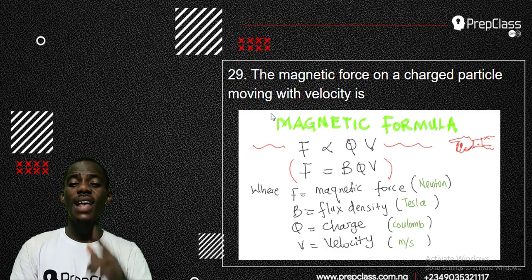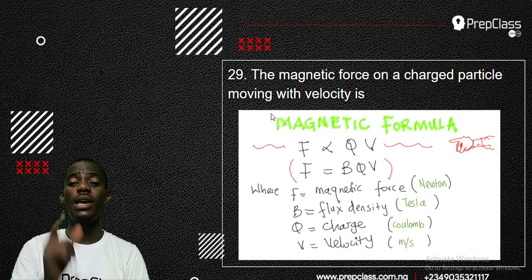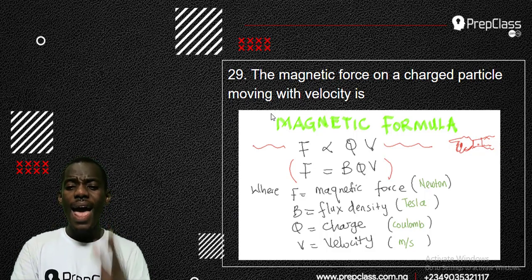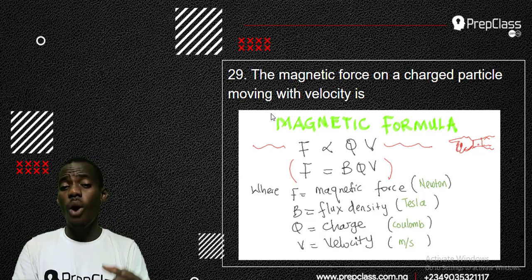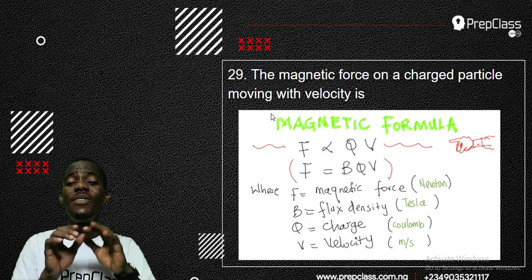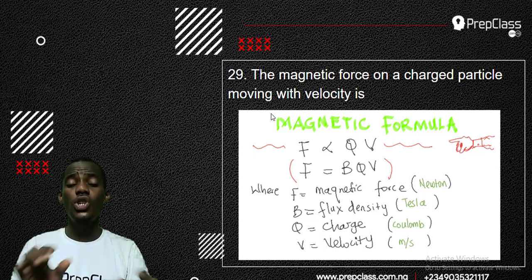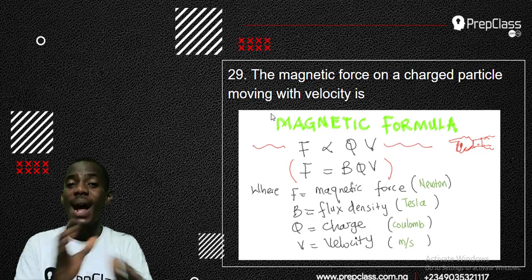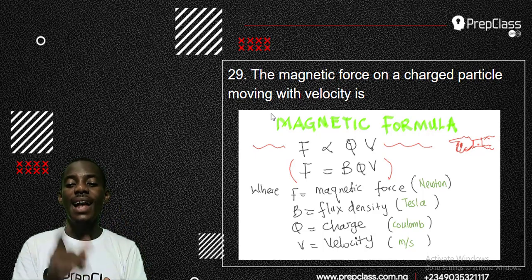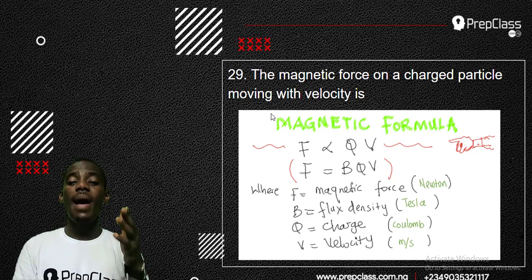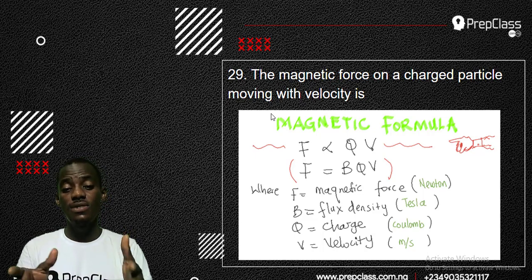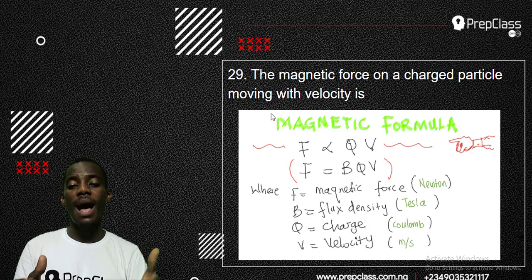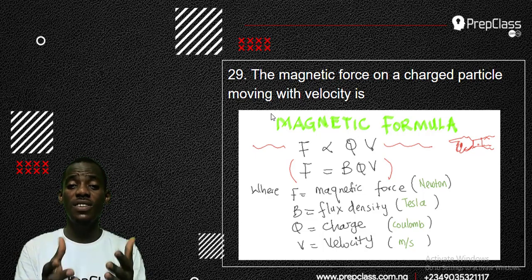So the formula is just F is directly proportional to QV. F, that's force, magnetic force, is directly proportional to QV. If you know this formula, you can answer any calculation on magnetism. This formula is the only formula in magnetism. F is directly proportional to QV, where my F is the magnetic force in Newton, my Q is charge in coulomb, and my V is velocity.